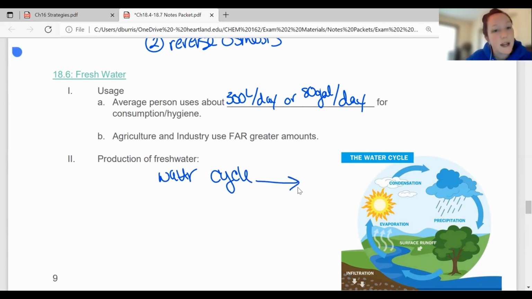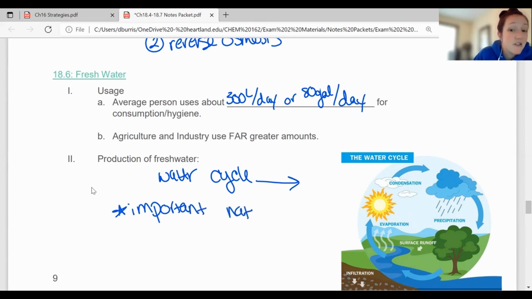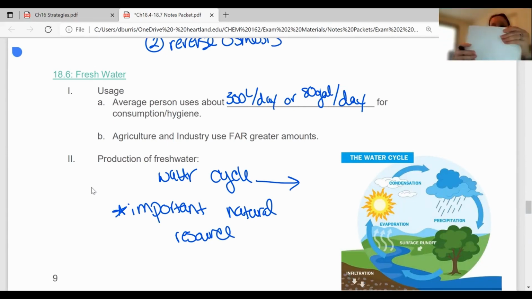That's this guy. No, I'm not going to ask you questions specifically about the water cycle, but I really just want to reiterate that fresh water is an important natural resource that we sometimes take for granted. And hopefully we can find some ways to maybe purify ocean water, so we've got some more fresh water.